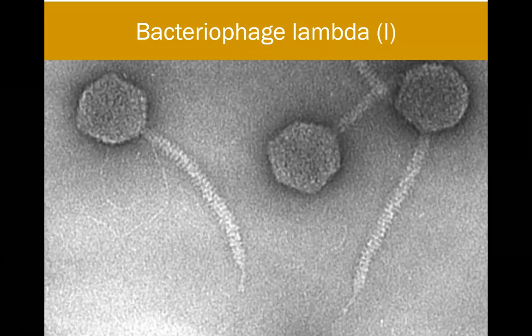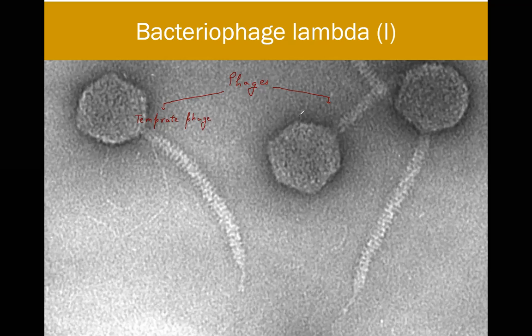Whenever you talk about phages, the phages are of two different types. The bacteriophage can be a temperate phage or a virulent phage. A temperate phage is the one which performs both lytic as well as lysogenic cycle.